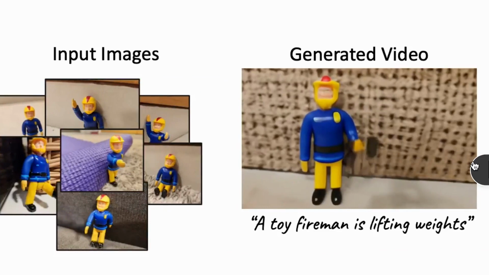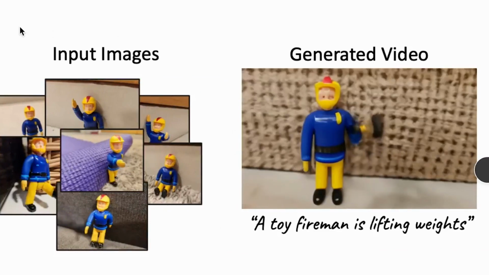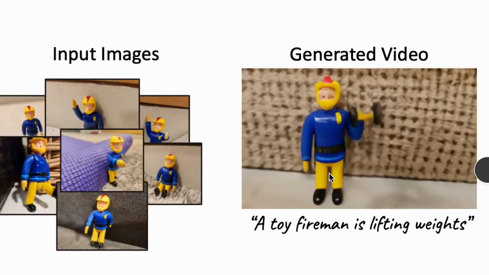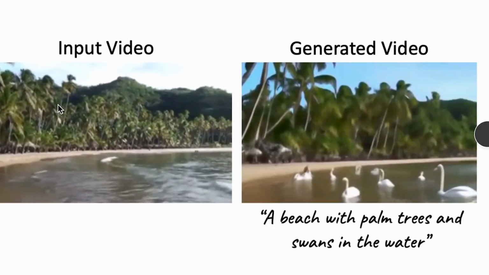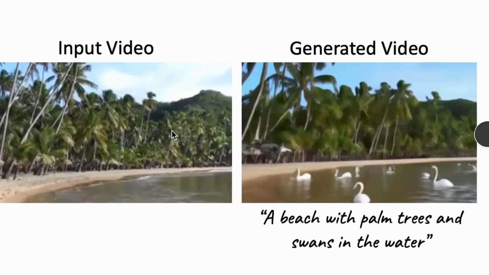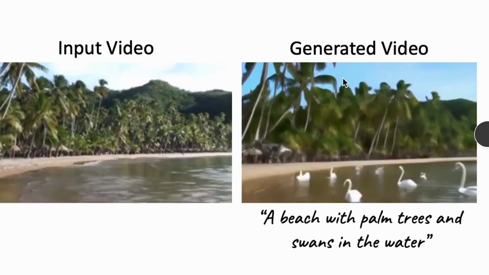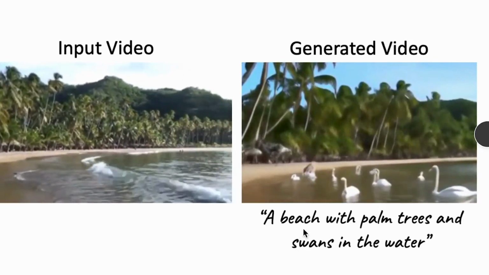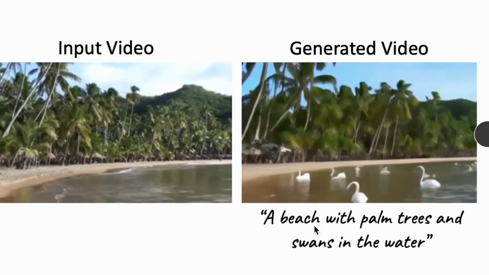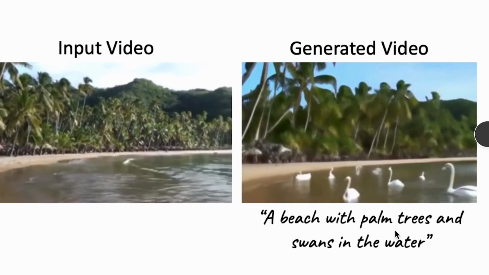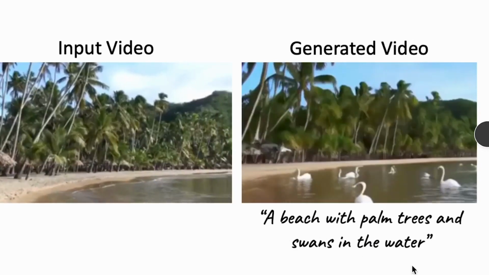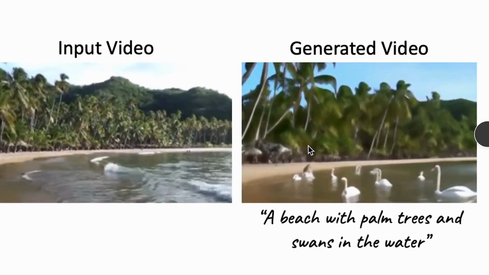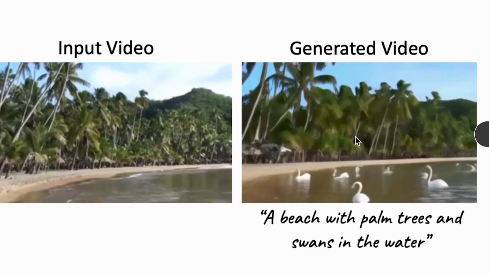So take a look at this as well. This is from the multiple images of this very toy. It quickly generates this video and you can see it is moving and it's weightlifting. Take a look at this video. From this video of the beach, it generated a beach with palm trees and swans in the water. Okay, so from this video, it was just prompted with a beach with palm trees and swans in the water, and it quickly included some swans into the water with the palm trees available. You can see them over here.